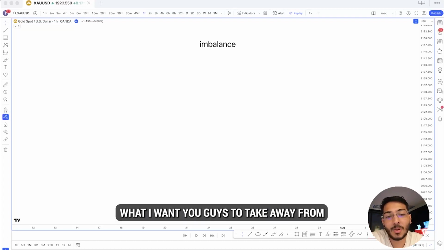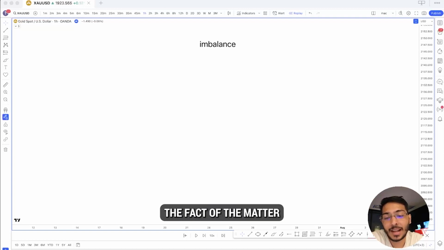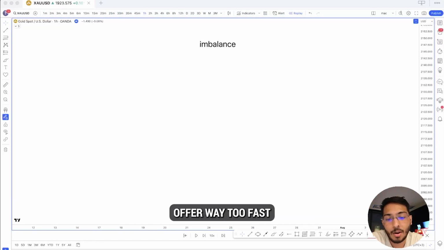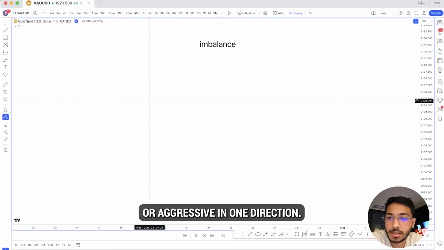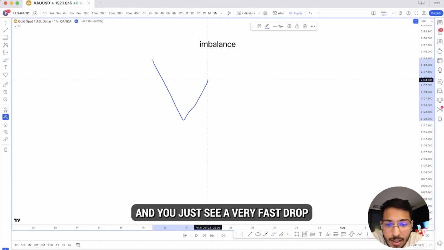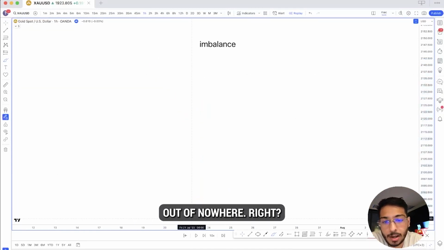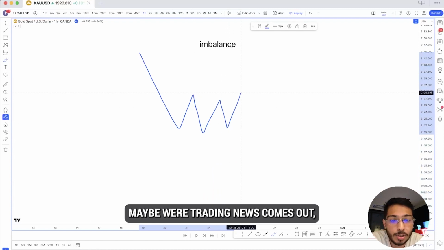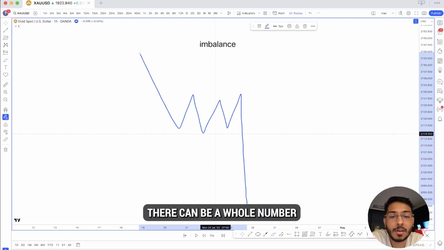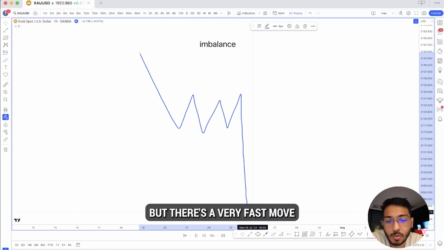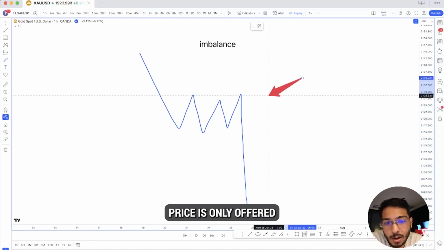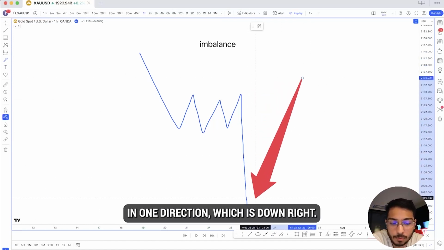When it comes down to it, what I want you guys to take away from that is, in the sense of an imbalance, sometimes price is offered way too fast or aggressive in one direction. Maybe there's some high impact news and you just see a very fast drop out of nowhere, right? Maybe news comes out, maybe there's a liquidity grab. There could be a whole number of different things that happen, but there's a very fast move. And from the looks of it, price is only offered in one direction, which is down, right?